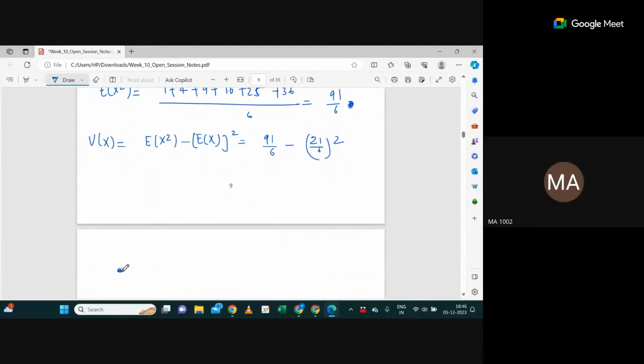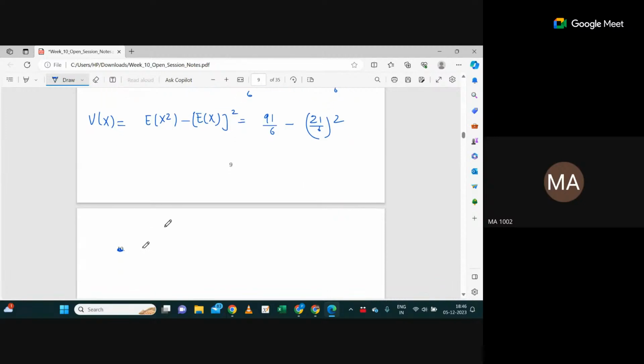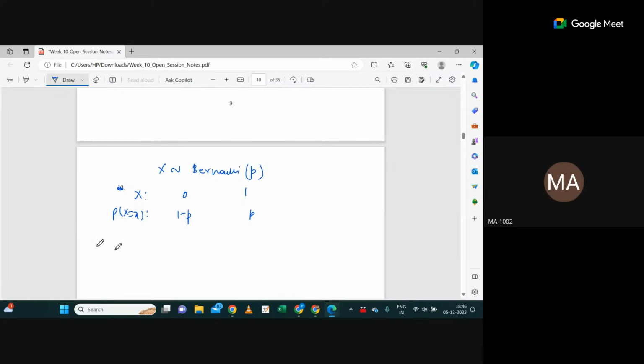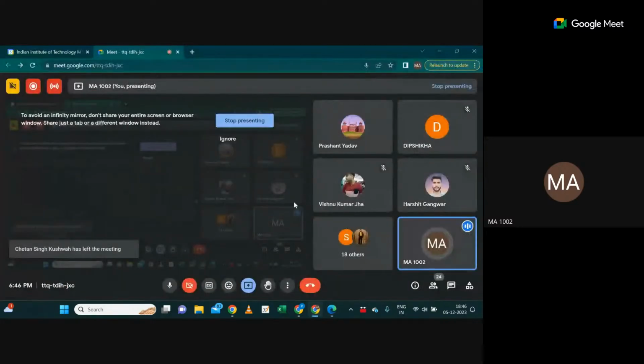Okay, let's do it in general. Now you will tell me. Suppose x is following a Bernoulli distribution with probability p. x takes the values 0 and 1, and the associated probabilities are 1 minus p and p. Now tell me what will be the variance of x. Let's take 2 minutes, calculate it, and I will be back in 2 minutes.